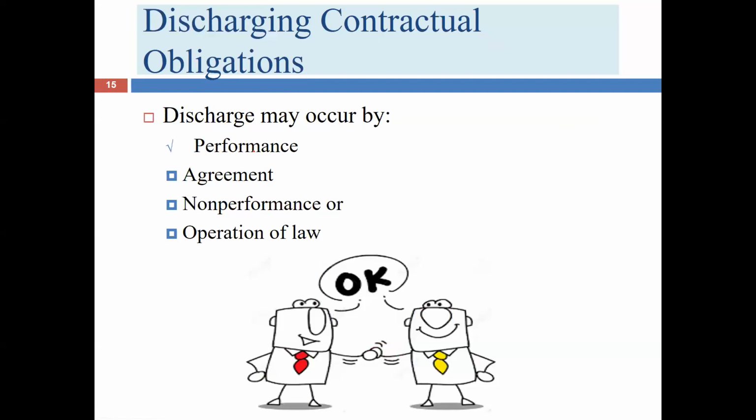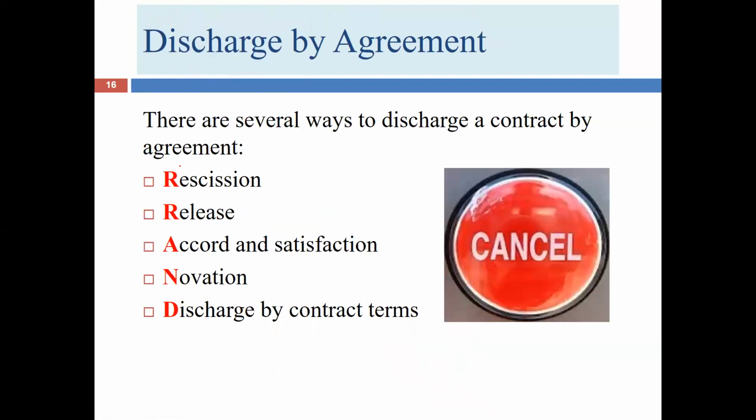Discharge may occur by performance, or again, the failure to perform might be forgiven by the other person's breach, which we'll talk about down here. Let's talk about the next category, agreement. And we have 4 categories here. We have rescission, release, accord and satisfaction, novation, and discharge by the contractual terms. So let's get started. So here we have RRAND is how I remember that.